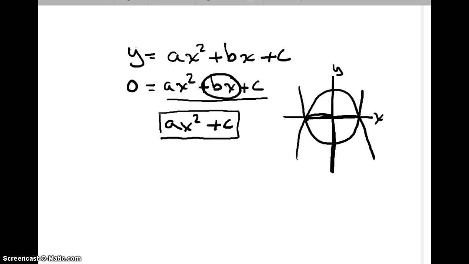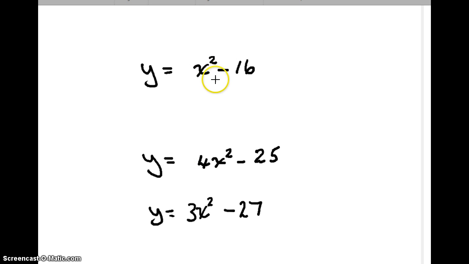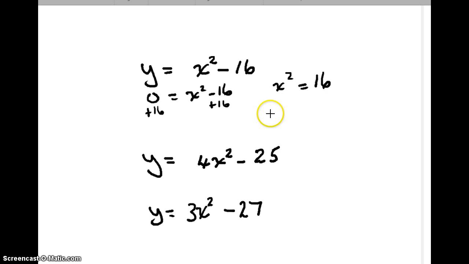So let's take a look at an example here. We have y equals x squared minus 16. Oh, I don't have a b. Set it equal to 0. x squared minus 16, and in this particular case I'm going to add 16 to both sides, and with your permission I'm just going to rewrite that over here. x squared equals 16. We don't want to find out what x squared is, we want to find out what x is. How do you take x squared and bring it down to x? If we take the square root, the square root of x squared is x.